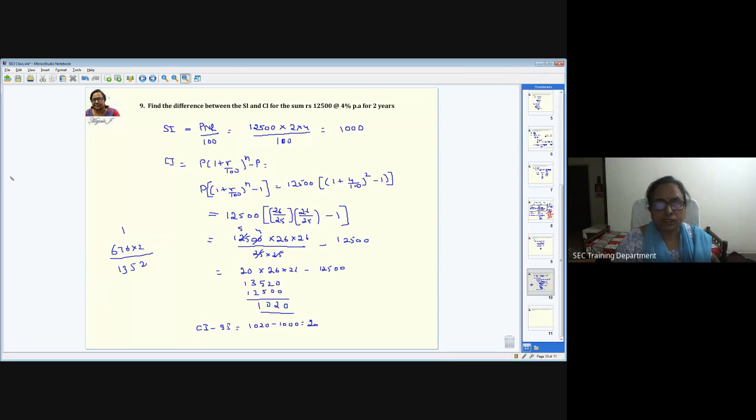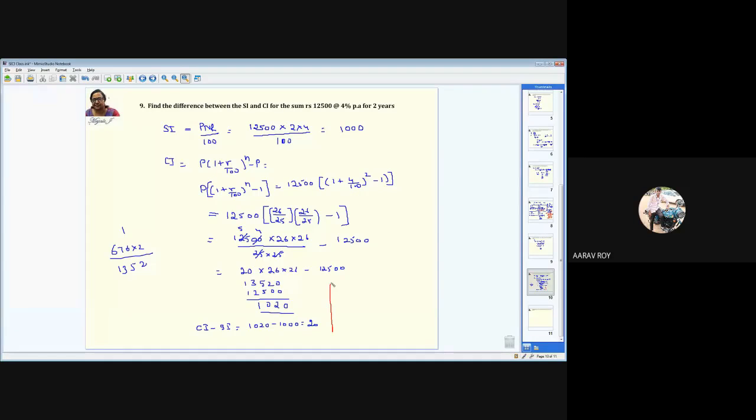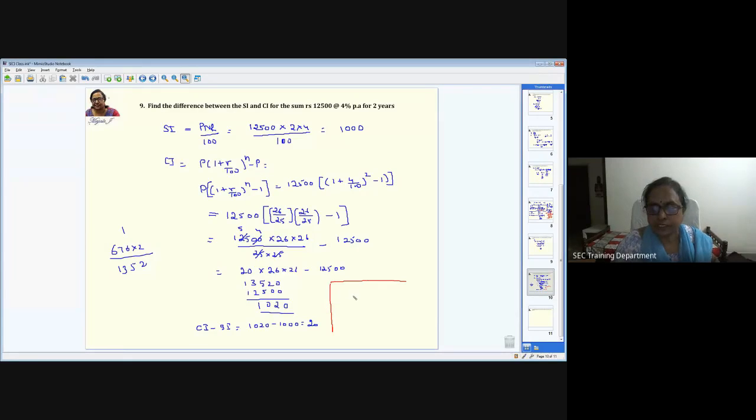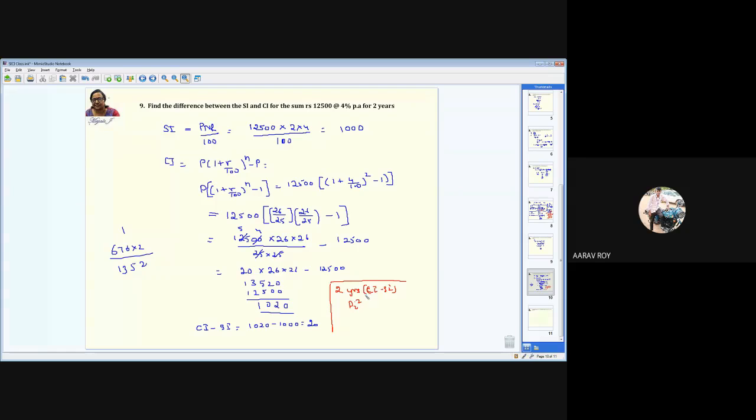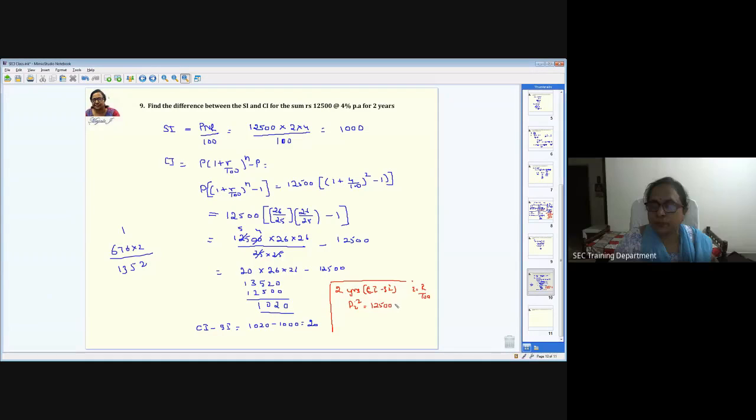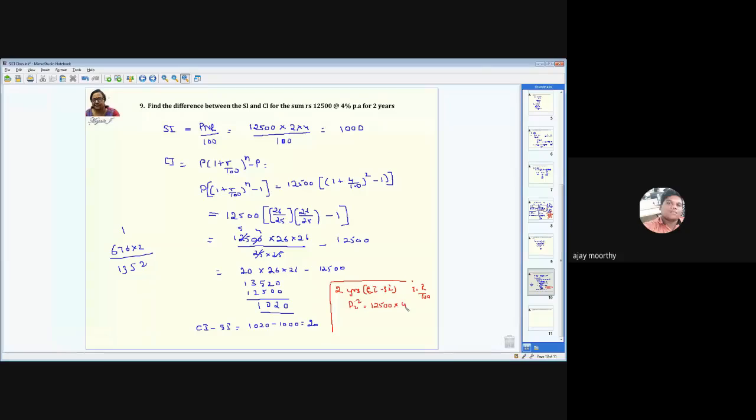And the shortcut which we have used yesterday, the formula. What is the formula? You remember the 2 years difference I have given you? For 2 years, compound interest minus simple interest will be PI square. Do you remember this? So where I is what? I is R by 100. So here 12500 into I square means R by 100. 2 times you have to do it. R is 4. 4 by 100 into 4 by 100.